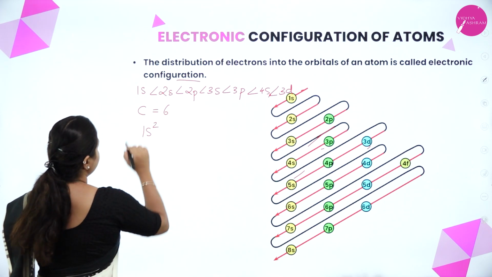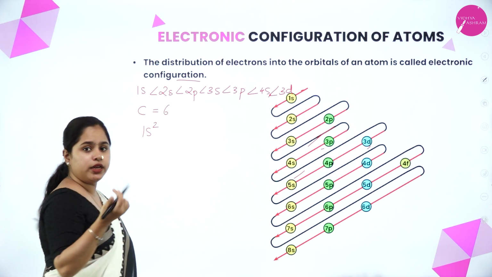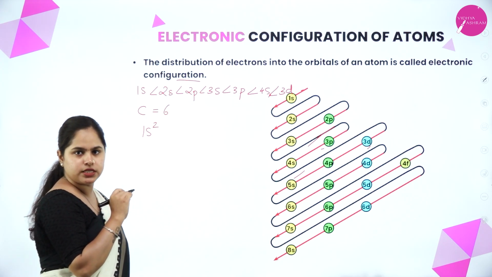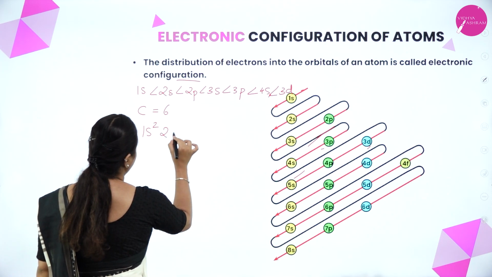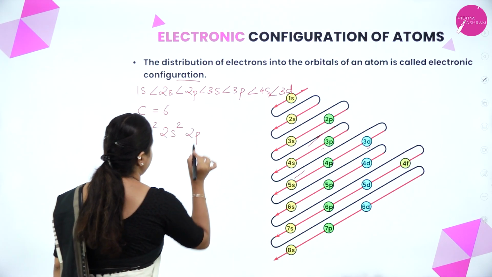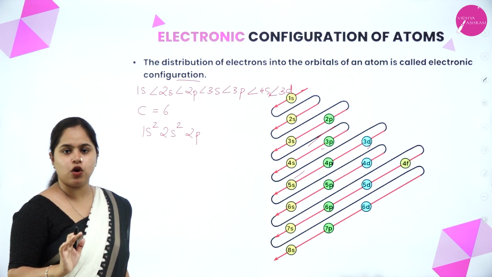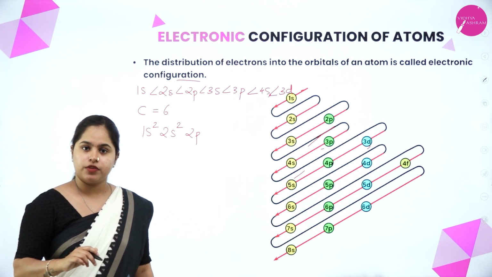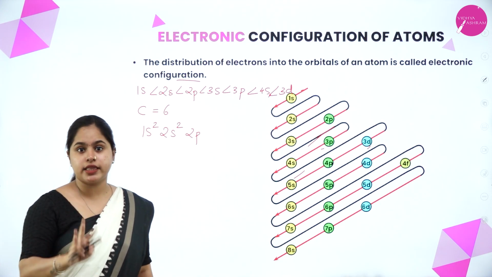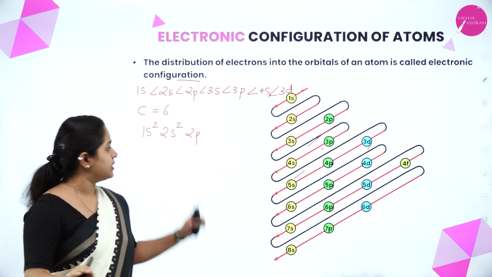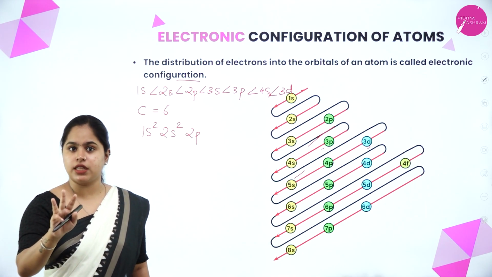Clear? Now, how many more electrons are there? 4, right? A total of 6 electrons will be present in carbon. Now, 2s2, right? In case of the s orbital, we know that only 2 electrons are possible. What about the p orbital? The p subshell has a total of 3 orbitals, px, py and pz, right? s has only 1 orbital, p has 3 orbitals.